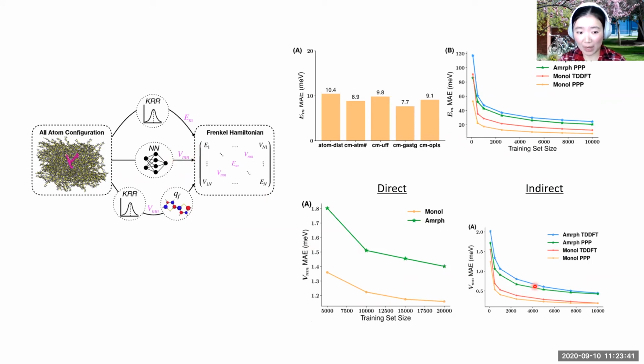The indirect method uses KRR to calculate one of the parameters. This is called the transition dipoles parameter, and then we put it back into that excitonic coupling equation and get the final results. This figure shows that this indirect method actually works better, because the error can dramatically decrease.